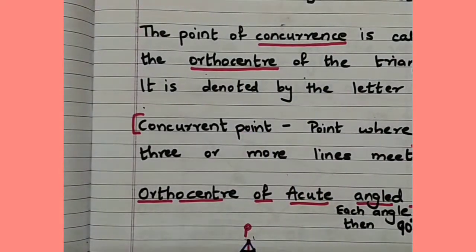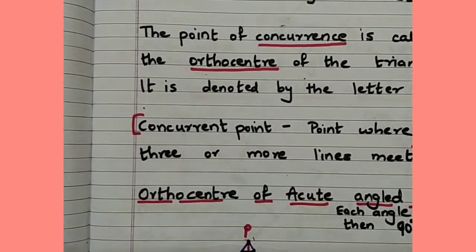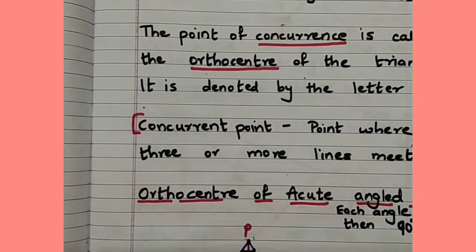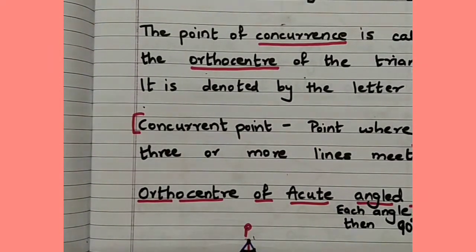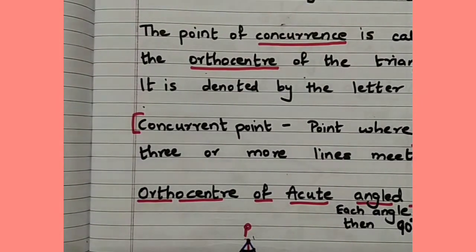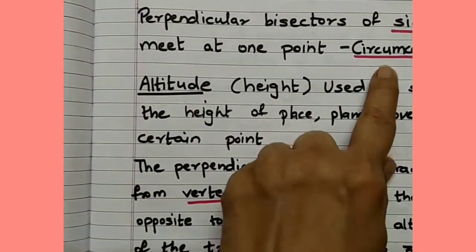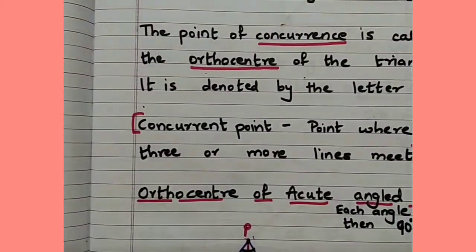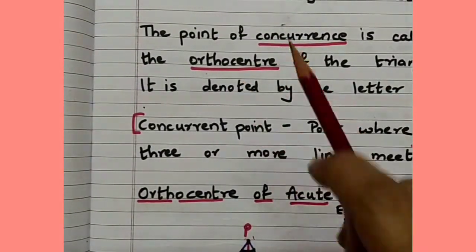Similarly, we have seen the point of concurrence in case of angle bisectors is known as the incenter. The point of concurrence in case of the perpendicular bisectors of sides is known as the, which center was that? Which we saw here, that was the circumcenter. So incenter, circumcenter, and now we have studied the orthocenter.